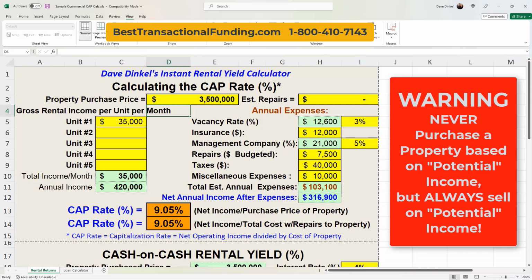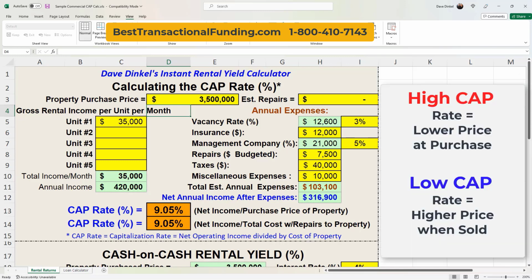So that's an overview of how to use the rental return calculator, just the first section of it, to calculate a cap rate at both the purchase price, which is a higher cap rate, meaning a lower price, and to resell it at a lower cap rate, which means a higher purchase price.